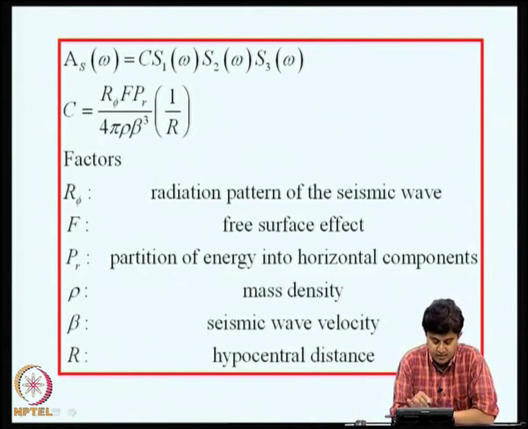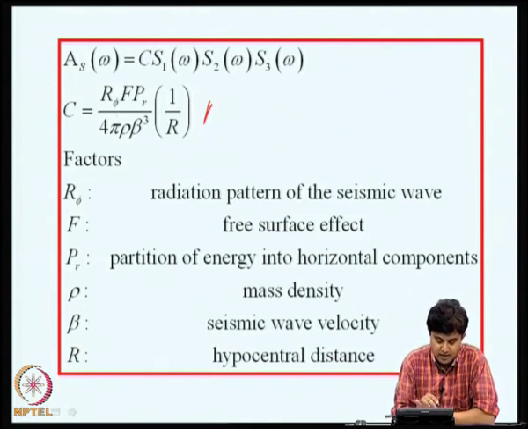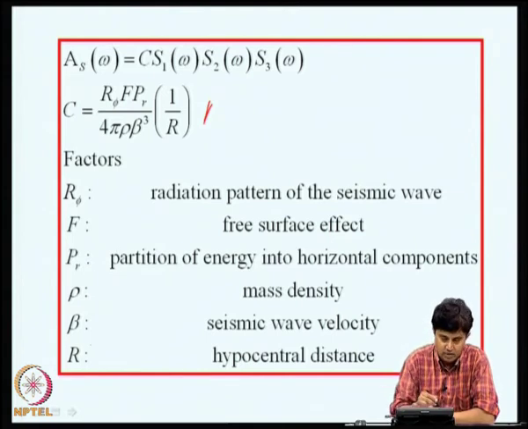C is shown here. There are various factors, for example, R phi is a factor that takes into account the radiation pattern of the seismic waves. This capital F is the so called free surface effect. There are other things which we need not get into the physics of, but the point that is being made is that the power spectral density for strong ground motion can be related to several of the seismological factors which are displayed here.